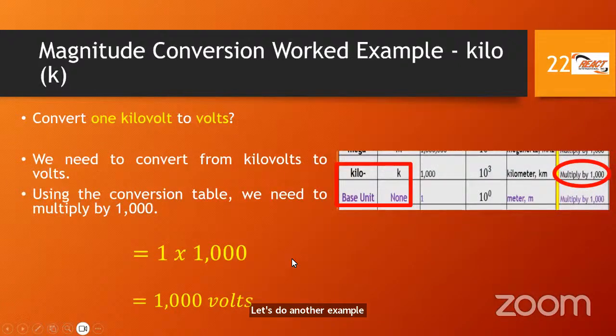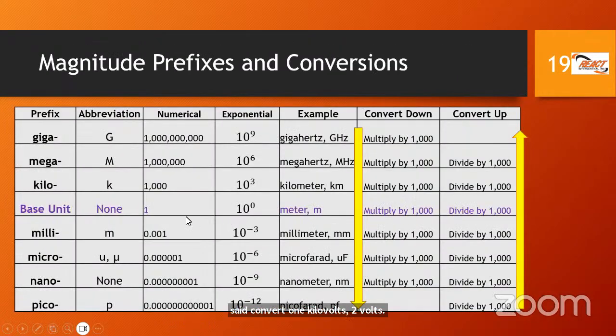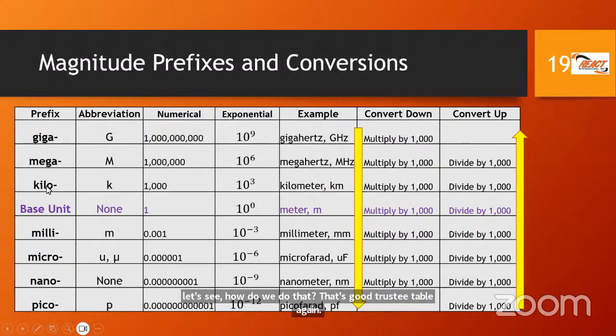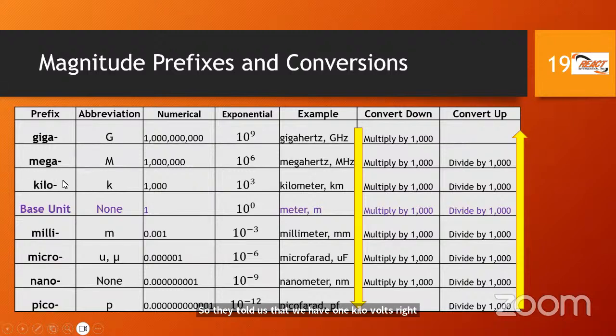Right, so we know about volts, right? They said convert 1 kilovolt to volts. So let's see, how do we do that? Let's go to our trusty table again. They told us that we have 1 kilovolt, so we are at the kilo level here, and we need to go to volt, which is the base unit. So we're going from kilovolt to volt.